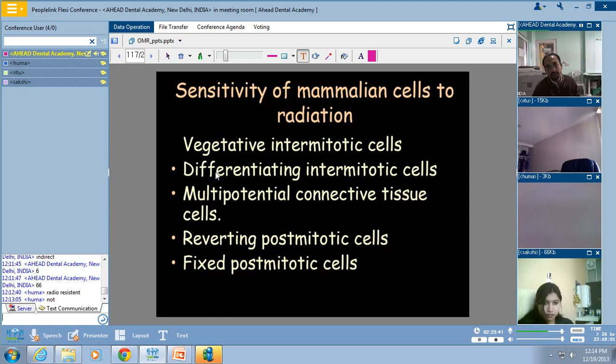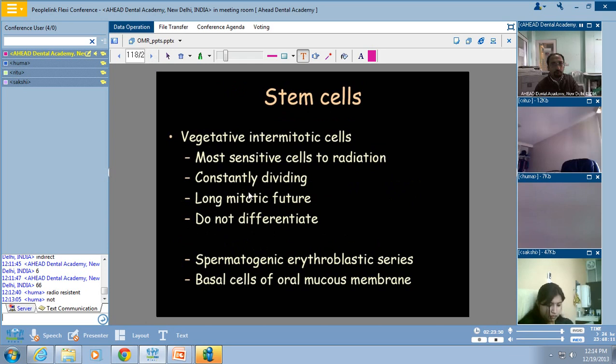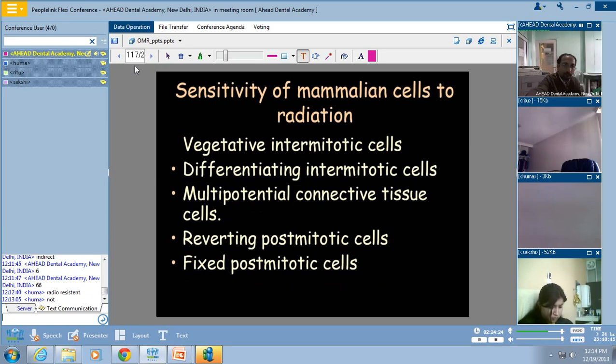Vegetative intermitotic cells, differentiating intermitotic, multipotential, reverting postmitotic, fixed postmitotic. Stem cells are examples of vegetative intermitotic cells. It means all the stem cells are examples of the most radiosensitive cells, for example the spermatogenic and erythroblastic series and the basal cells of the oral mucosa. Is it clear about vegetative intermitotic? In other words, the vegetative intermitotic cell is the example of the most radiosensitive cell. Then the second one is the differentiating intermitotic cell.